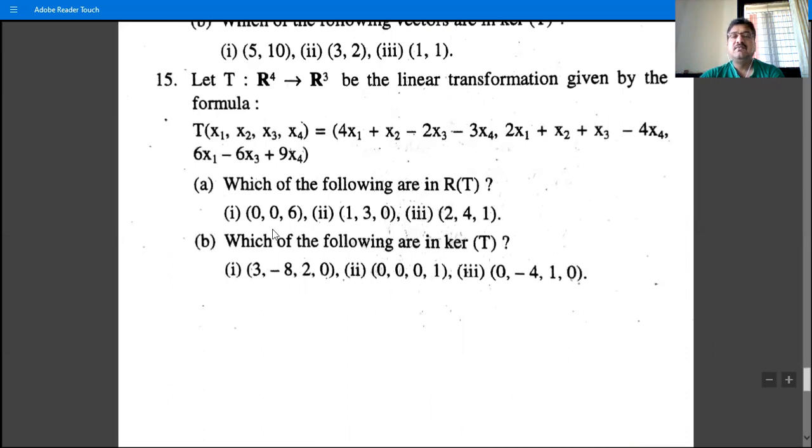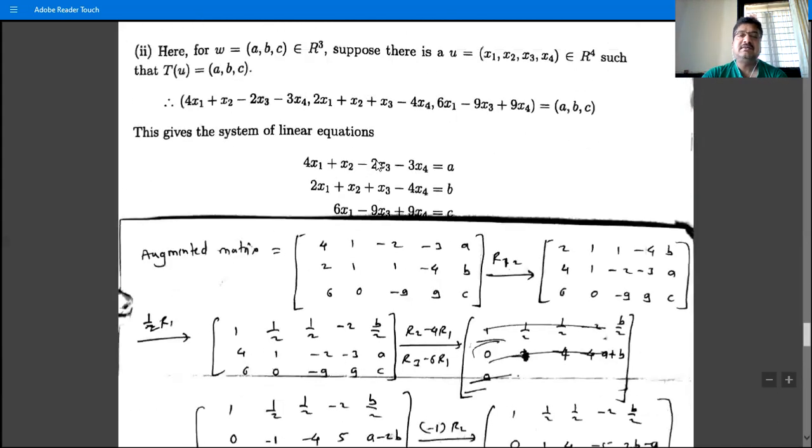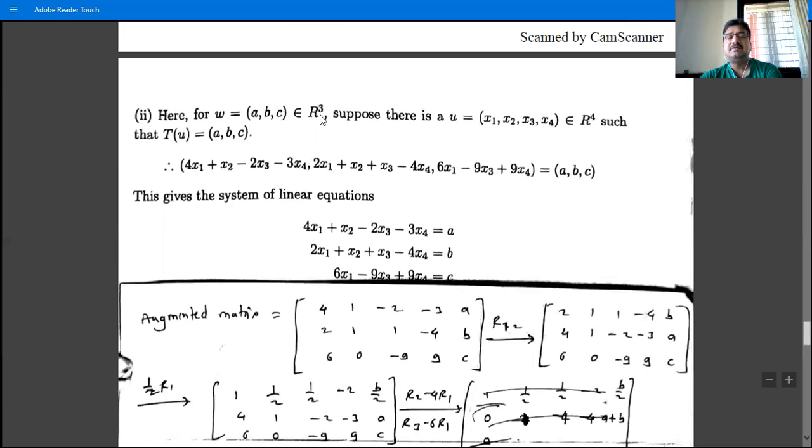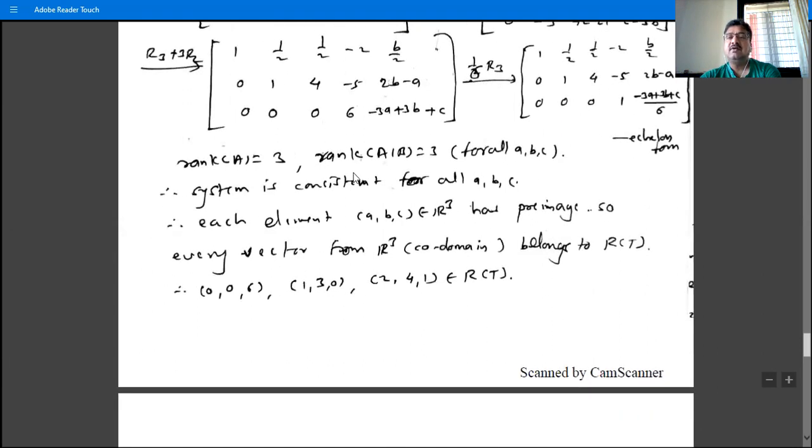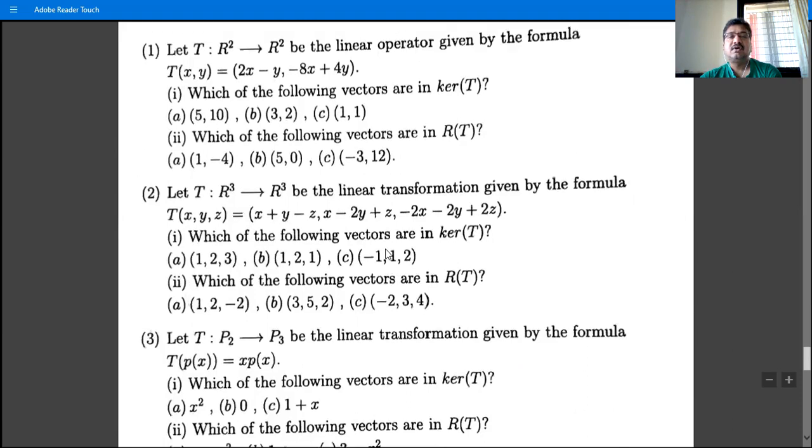So take (a, b, c) as an element of R^3, and suppose (x1, x2, x3, x4) is its pre-image. Then write T of (x1, x2, x3, x4) as this, compare LHS and RHS, that is, form the system like this. Then convert the system to an augmented matrix, and if the rank of A and the rank of AB are equal for all a, b, c, then every element of R^3 has a pre-image. But I think this is not the case.